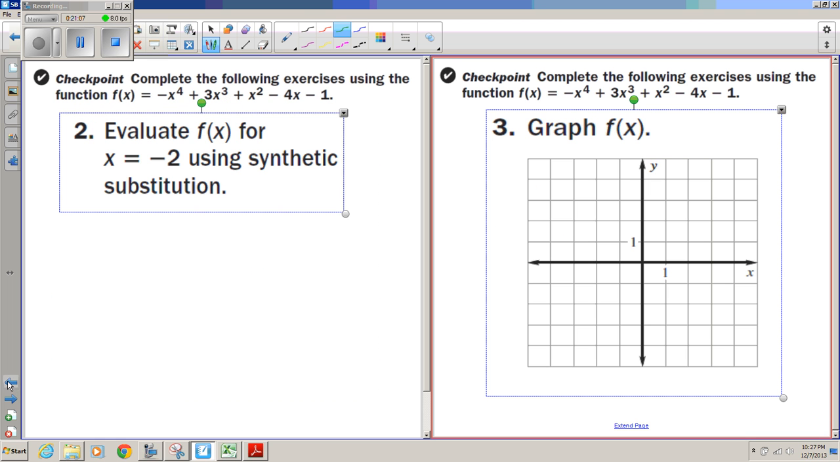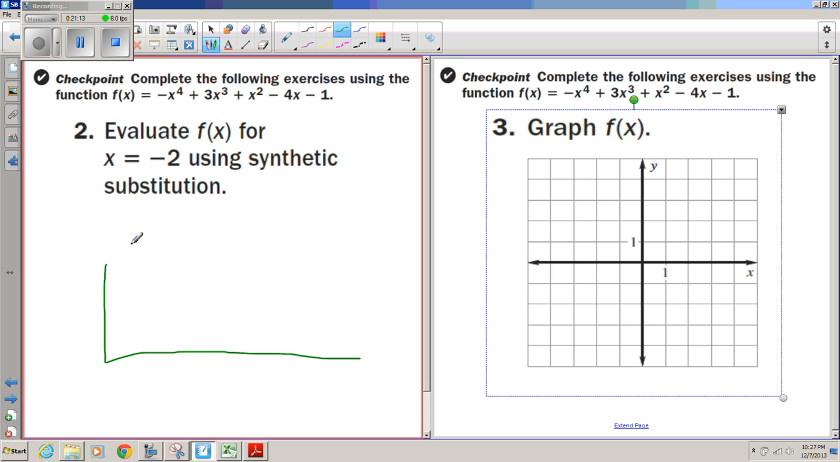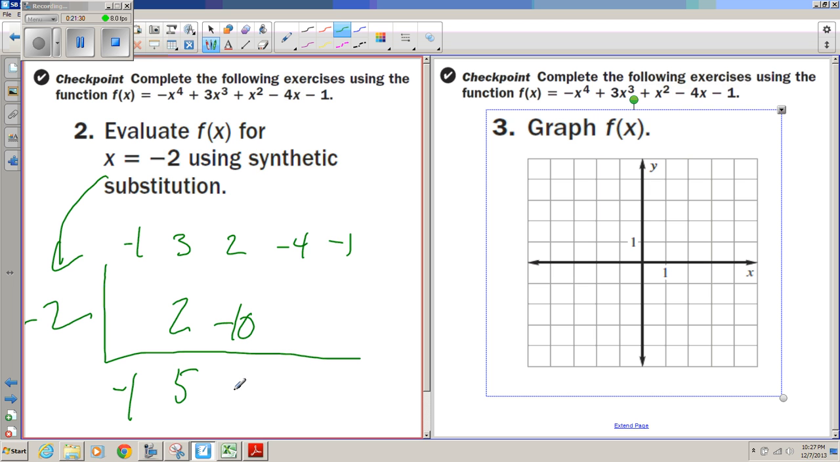All right, we are almost done. So use synthetic division, coefficients across the top. Put this part right there, drop that. All right, negative 25 is your answer.